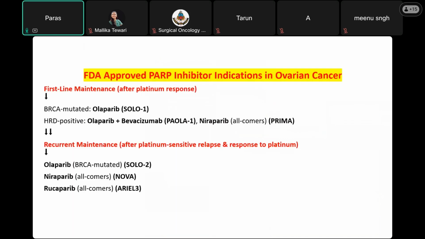Now, FDA approved PARP inhibitors in ovarian cancer, first line maintenance and recurrent maintenance. For first line maintenance, olaparib has FDA approval based on the SOLO-1 trial. Niraparib can be given in all comers, that is irrespective of HRD or BRCA status, and if we are giving bevacizumab to the patient, olaparib has been approved. In recurrent maintenance, all three, ola, ruca, and nira, can be given. All three drugs have FDA approval for the same.